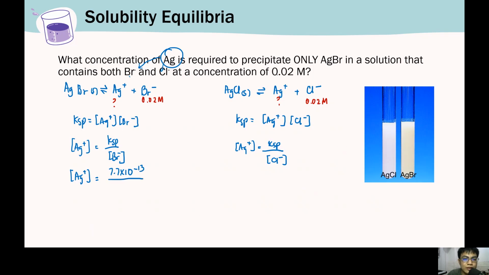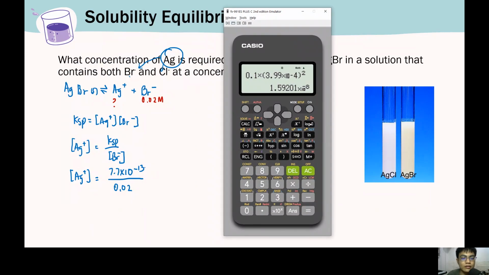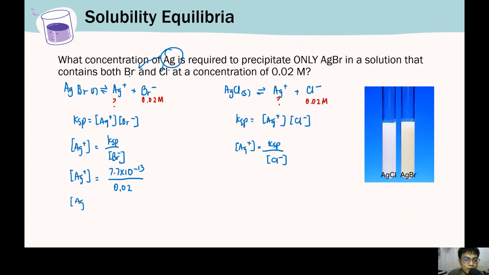And the concentration of bromide was said to be 0.02. So what is the minimum concentration of silver so that we can form the bromide? Okay. So that will be 7.7 times 10 raised to negative 13 divided by 0.02. So yan. So 3.85 times 10 raised to negative 11. So basically, if you have this concentration of silver, the bromides can start precipitating.